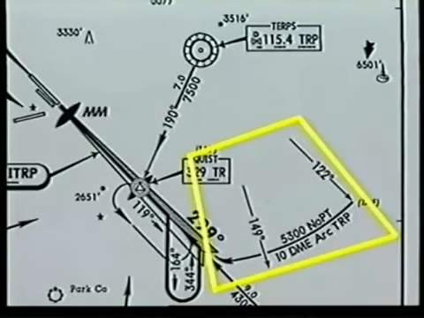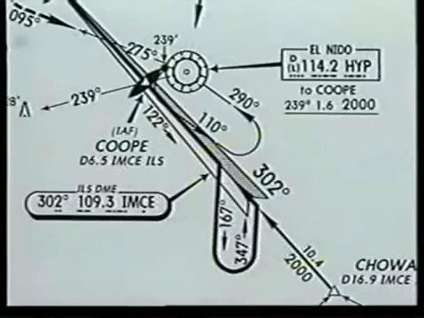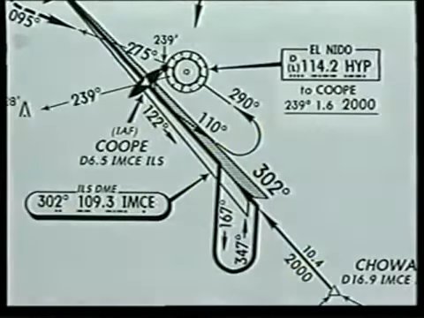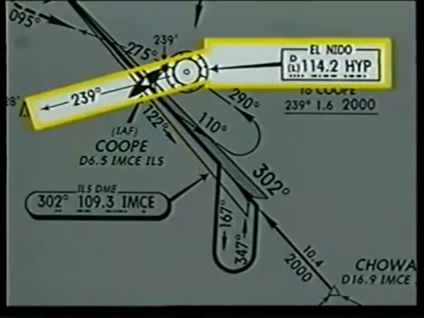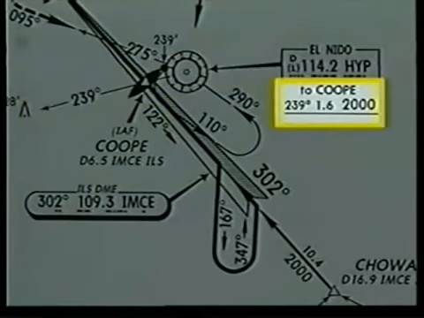Notice how the DME arc turns inbound at this point. Where space is limited, the information for a route is printed below the facility box. For example, Coop intersection is formed by the 239 degree radial of El Nido Vortac. As the note indicates, this radial is also a flyable route.